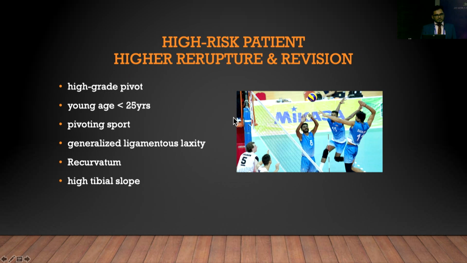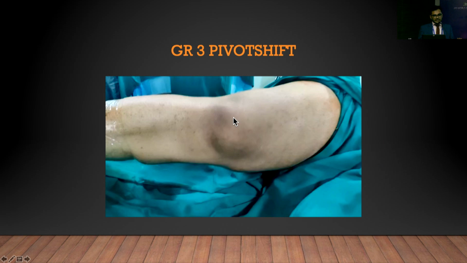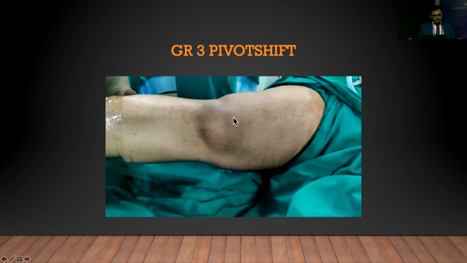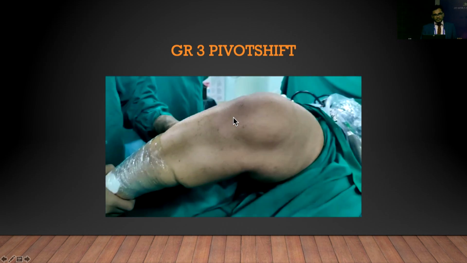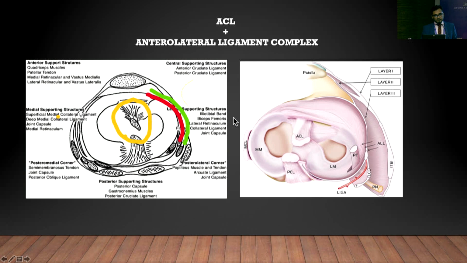And there is a subset of high-risk patients who are more prone to higher re-rupture and re-revision. These are the patients with a severe grade 3 pivot test, a young population involved in pivoting sports, hyperlax ligament patients, recurvatum, and patients with high tibial slope. So this is a clear grade 3 pivot with severe rotational instability along with anterior posterior instability. And something has to be added for these patients in addition to your ACL reconstruction.